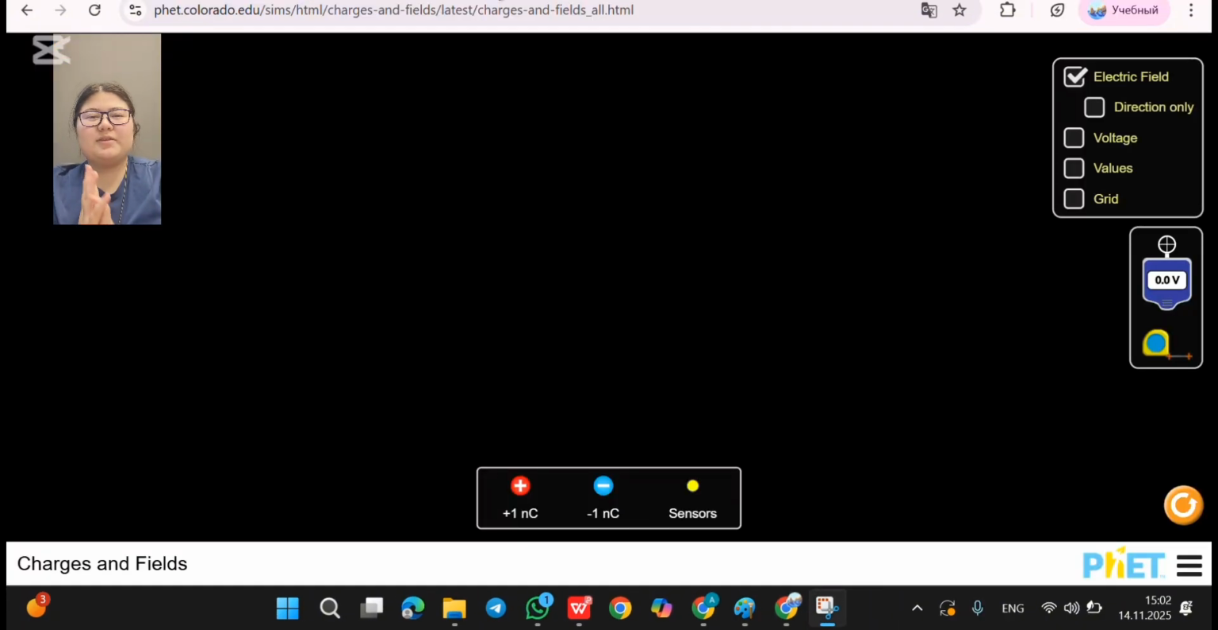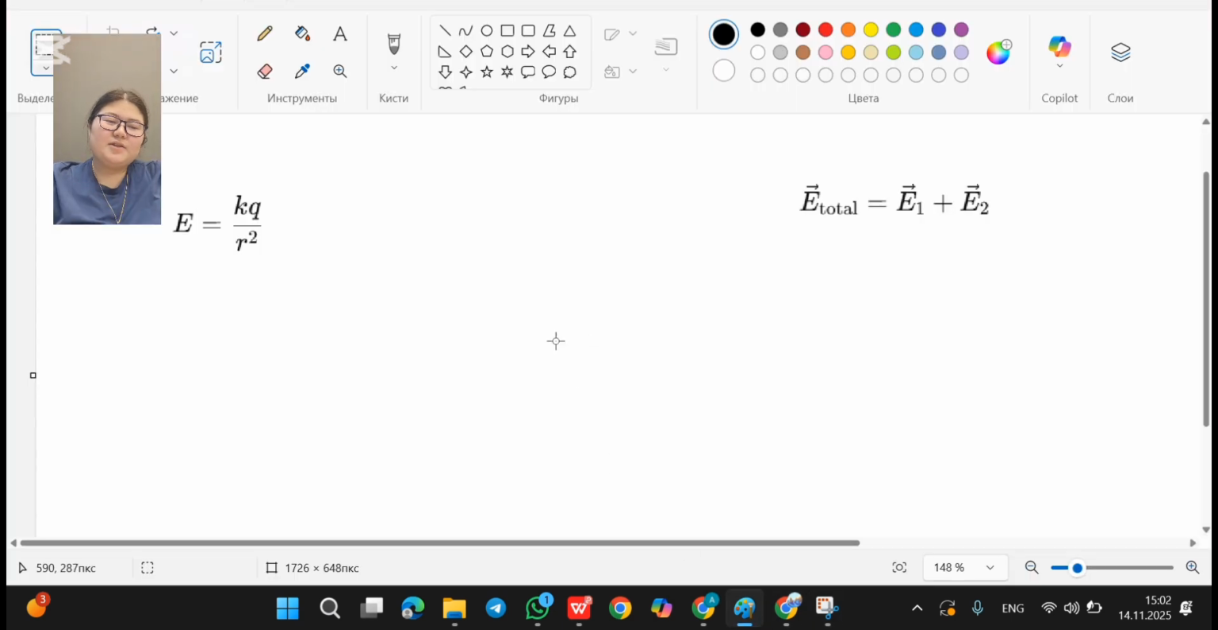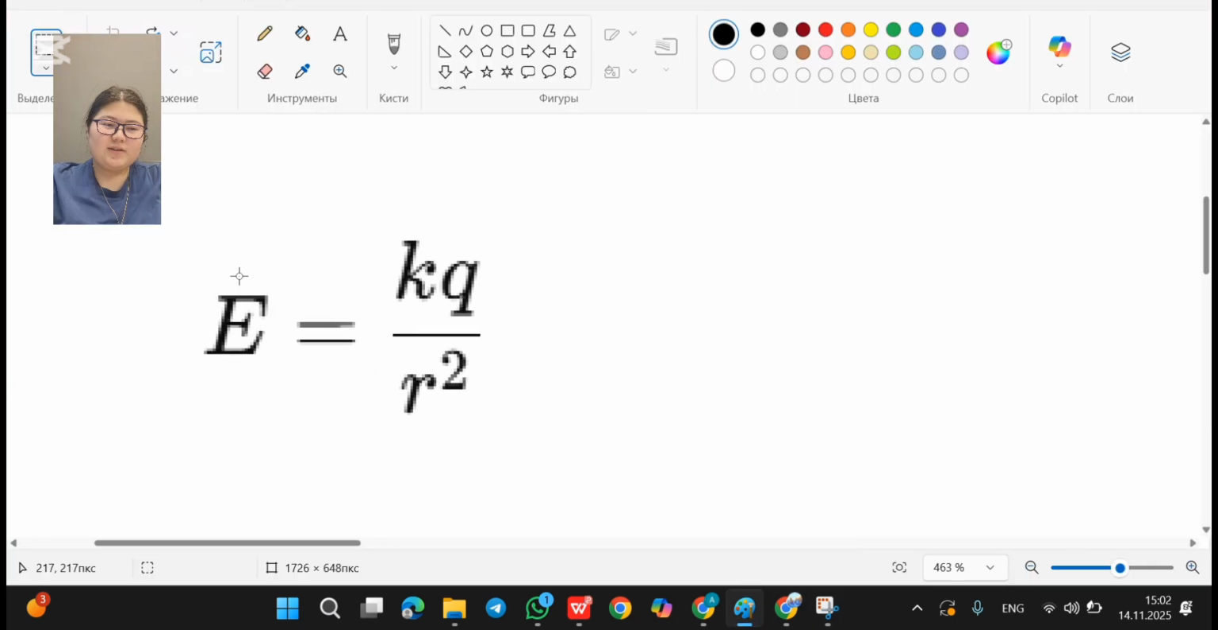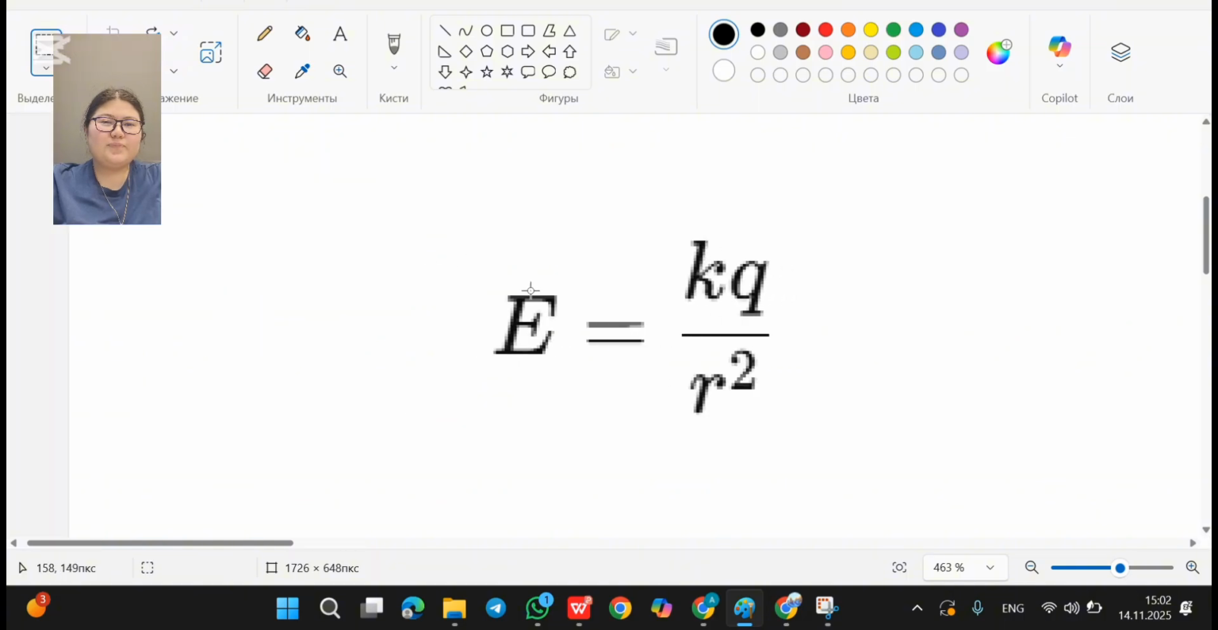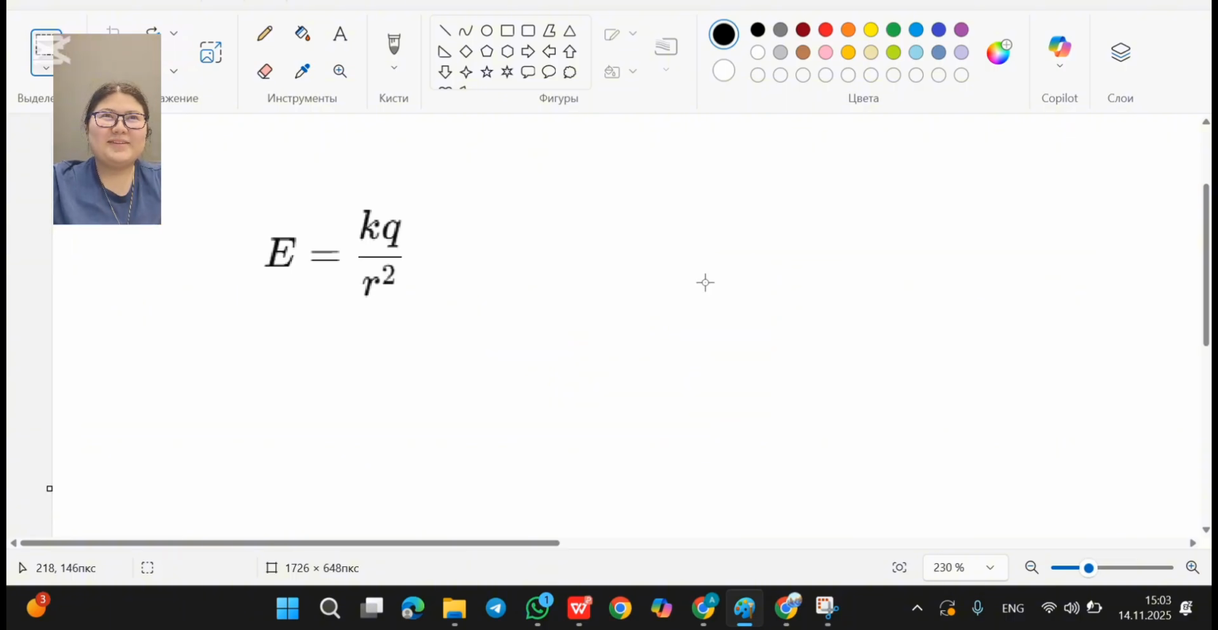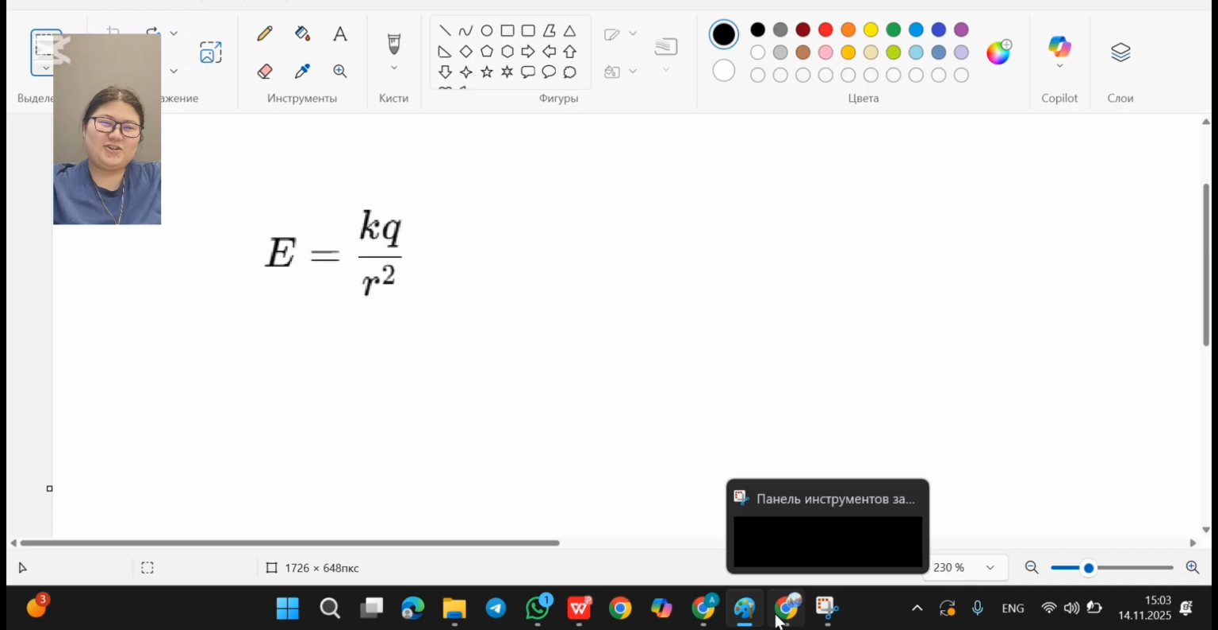My experiment number 3 is going to be about charges and fields. First of all, let's see our main formulas. Here, electric field is equal to kQ divided by r². r is our distance, k is Coulomb's constant, and Q is the point charge.